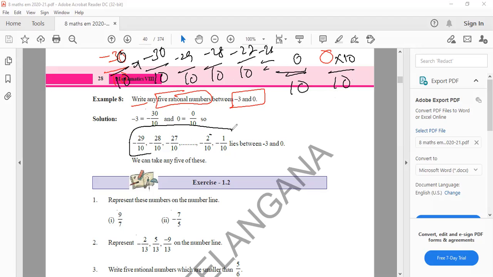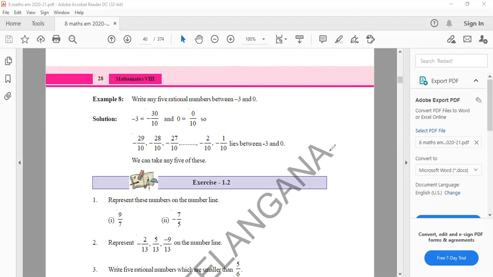They wrote how many they want, 5. They wrote 3 at the start and 2 at the end. In between, any numbers are possible. This is just one example, one type; you can write it out. Nothing wrong in that. Now it is clear. Now we'll take your exercise questions to understand more.